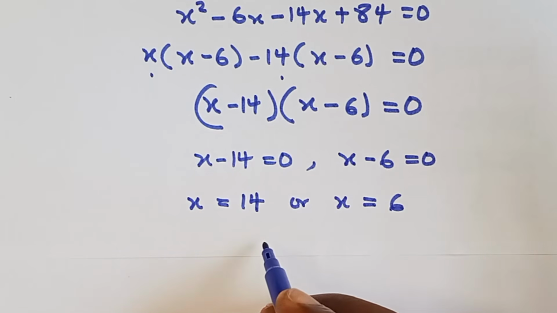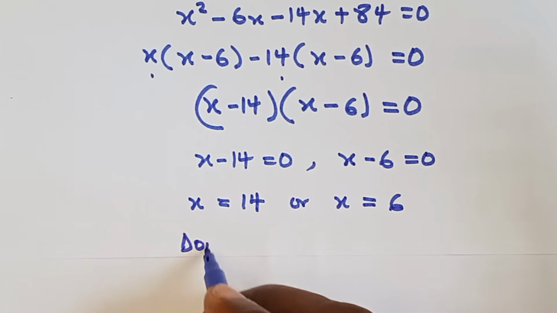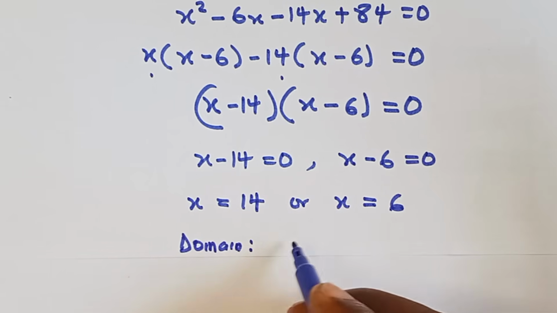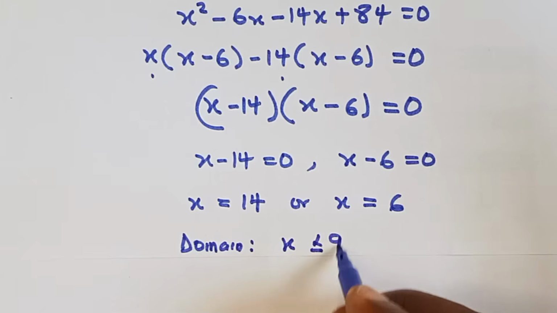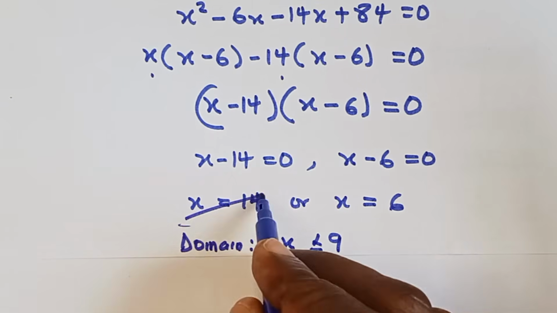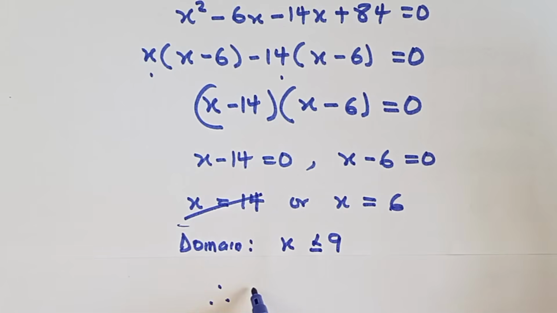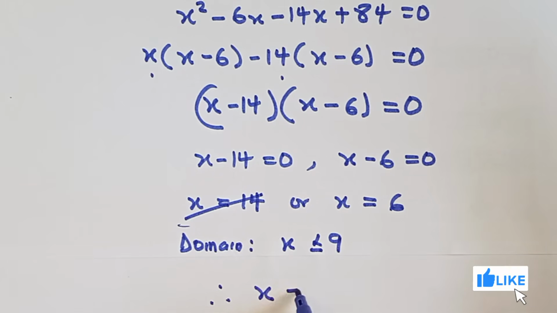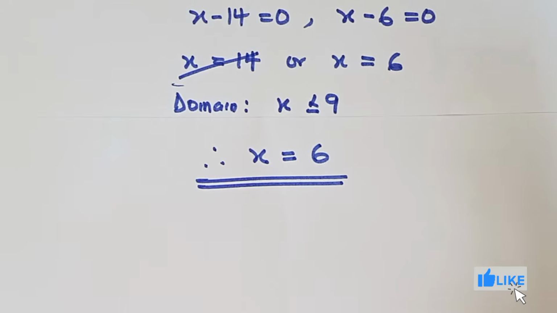Now remember our domain. Recall that our x must be less than or equal to 9. Anything higher than 9 is not a valid solution. So x equals 14 is invalid. Therefore, the only valid answer we have is x equals 6, and that is our final answer.